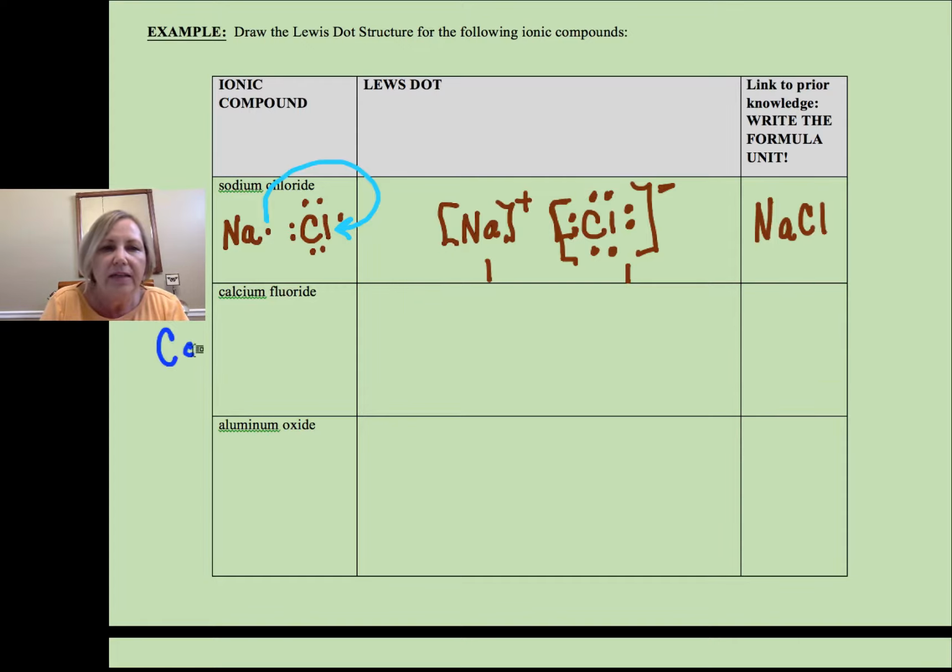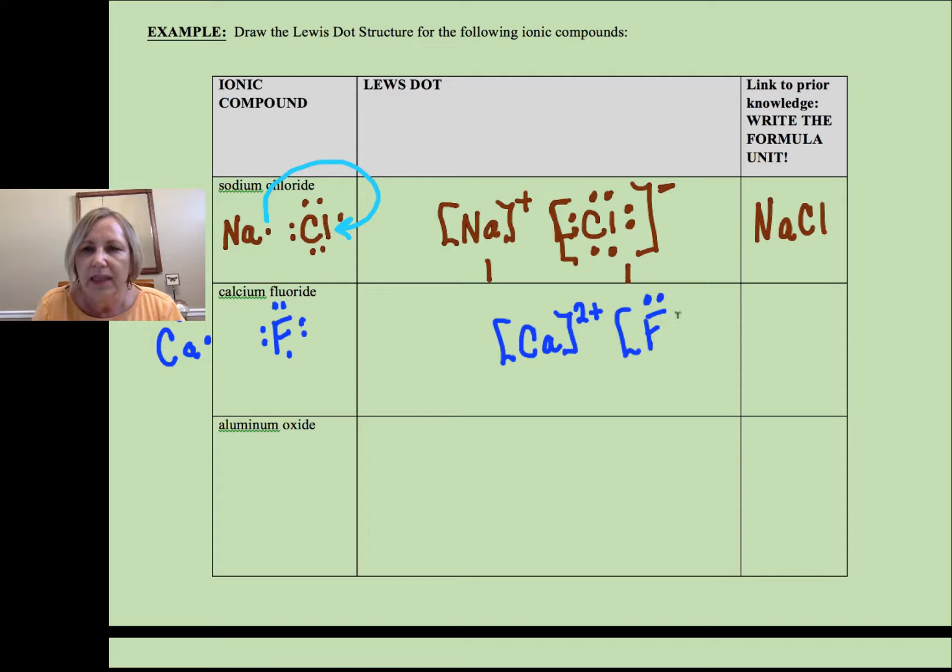Okay, so the calcium element, you may not need to do this. I'm going to go ahead and do this for clarity. Fluorine is in group 17, so it has 7 valence electrons. And so the calcium ion will become calcium 2 plus. Fluorine only needs 1 electron to become F minus.